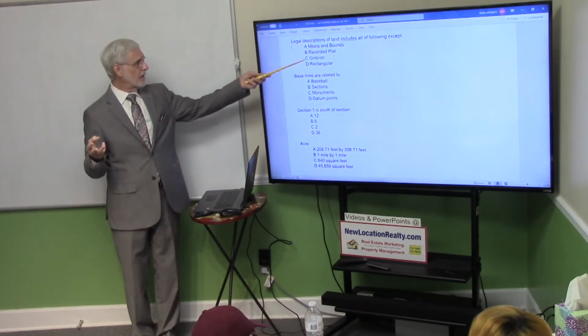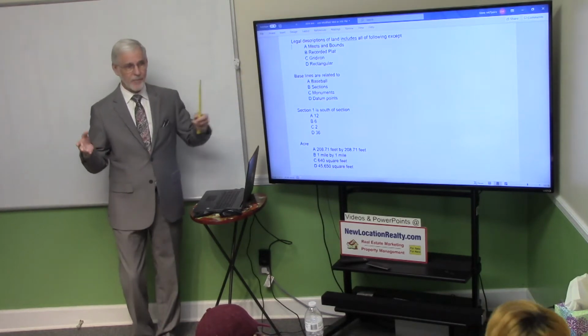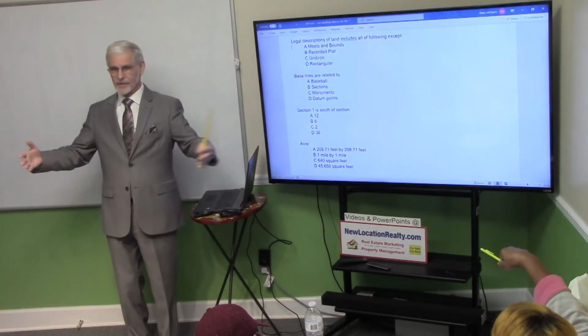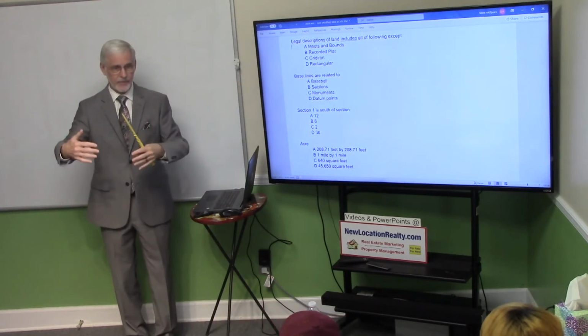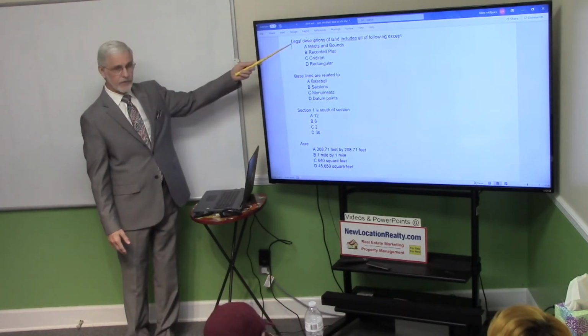Gotta be gridiron. Now, we talked about gridiron, that's how properties would be laid out in a community. Like downtown is a grid system, but that's not a legal description.